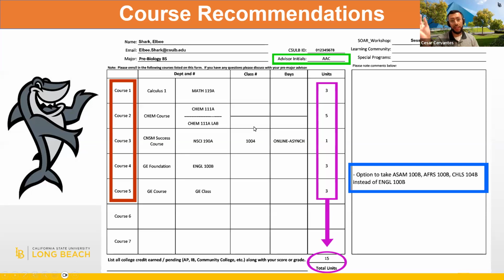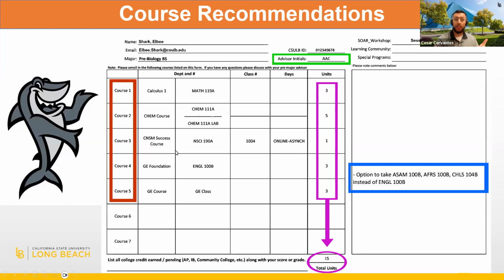And then going to the other side of the table, you can see how many units that class is. So for course 1, your Math 119, you can see that that's a 3-unit course. But you can see also your course 2, your chemistry 111A, that is a 5-unit course. So you want to keep these things in mind. And then you can see at the bottom how many units you're going to be fully enrolled when you're enrolling for this particular schedule. So definitely something you want to keep in mind.